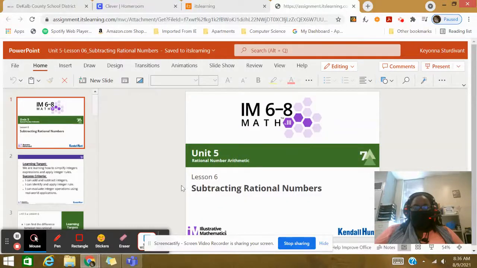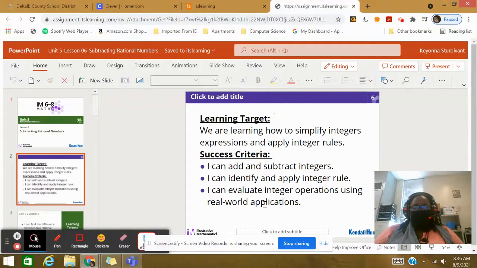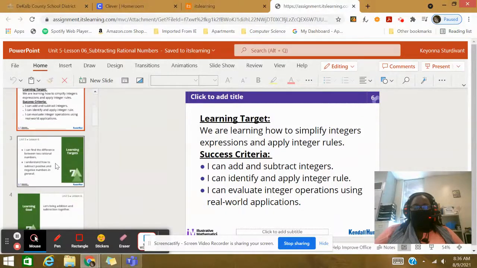We are looking at lesson 6, subtracting rational numbers. Our learning target and success criteria is the same as last week. Let's take a look at it. We are learning how to simplify integers expressions and apply integer rules. And our success criteria is I can add or subtract integers, I can identify and apply integer rules, I can evaluate integer operations using real applications.